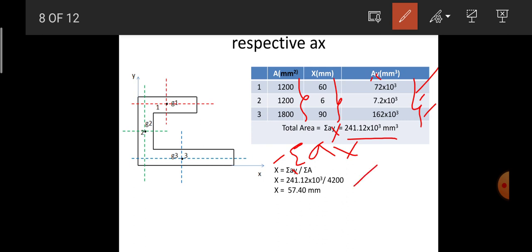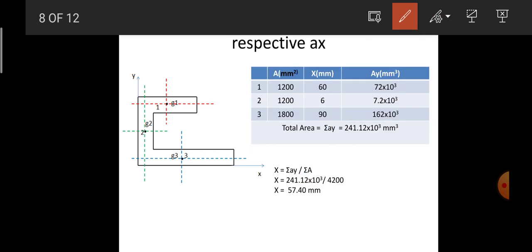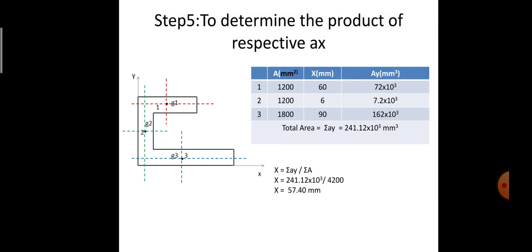Sigma A, from the previous slide calculation, I have got it as 4200. So therefore, after all simplification, I get the value of X as 57.4 mm. So this is how we are supposed to determine the value of X and Y for the overall channel section, with reference to the respective reference axis.